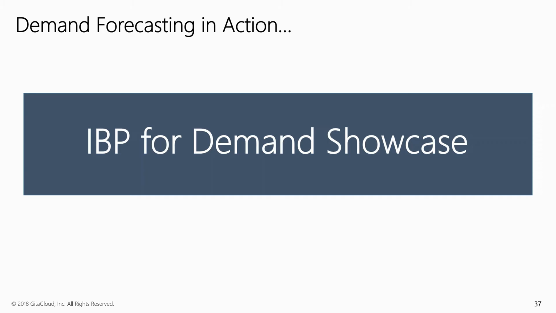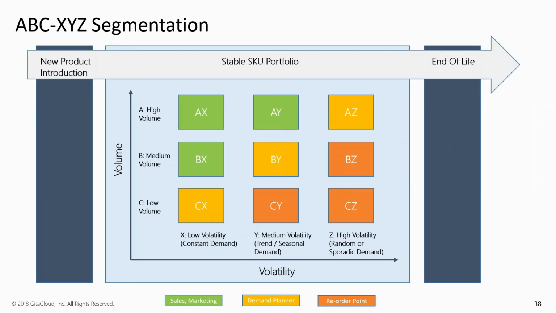By using the segmentation app in IBP, we can segment our products by predictability and volume. I'll show you how the demand planner can manage a large SKU location set of combinations by running ABC XYZ segmentation to account for the revenue contribution as well as the forecastability. So this is how an ABC XYZ segmentation looks like.